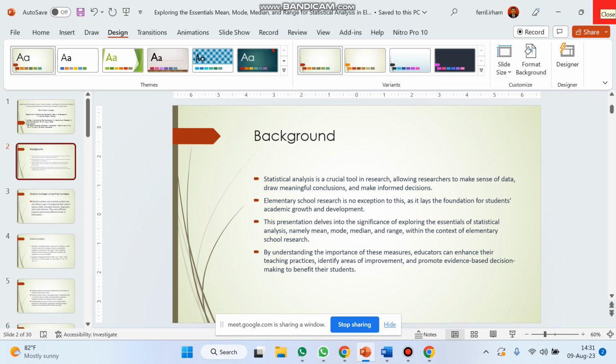Statistical analysis is a crucial tool in research, allowing researchers to make sense of data, draw meaningful conclusions, and make informed decisions. By understanding the importance of these measures, educators could enhance their teaching practice, identify areas of improvement, and promote evidence-based decision making to benefit their students.